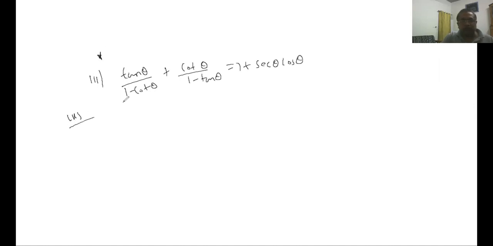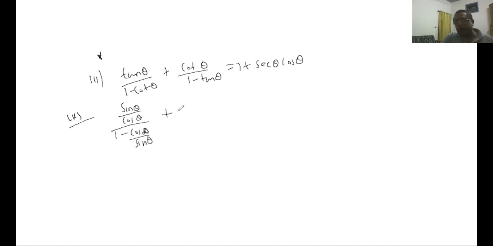So in the third one, we are getting tan theta. This is an important, you can mark this, tan theta by 1 minus cot theta plus cot theta upon 1 minus tan theta has to be proved equal to 1 plus sec theta and cos theta. So this is an important question of the textbook. So here I am going to start with the LHS, convert tan into sin by cos, and cot will be converted into cos by sin.